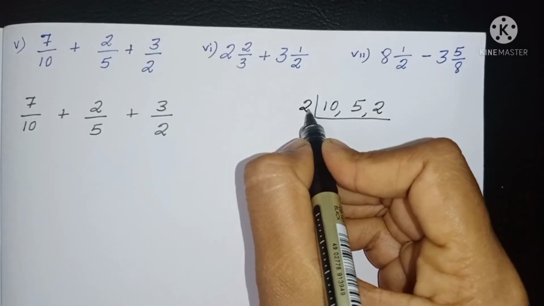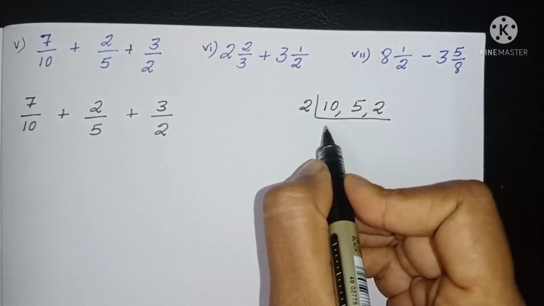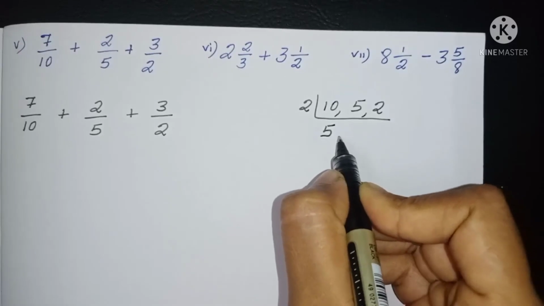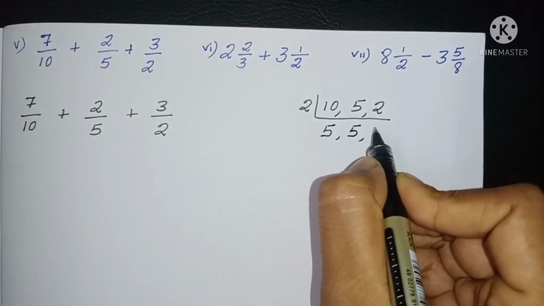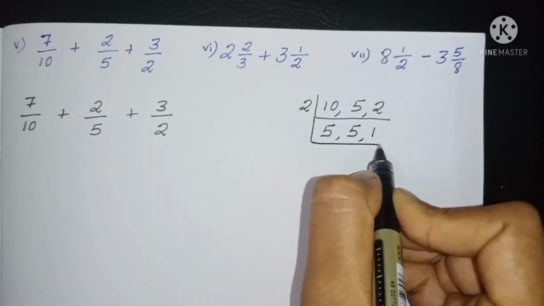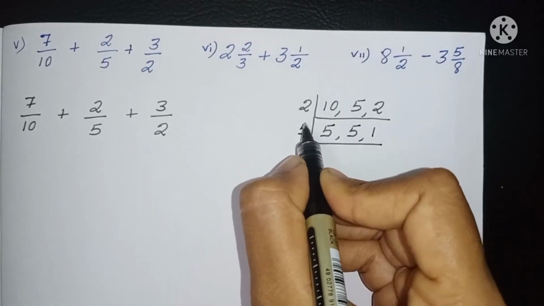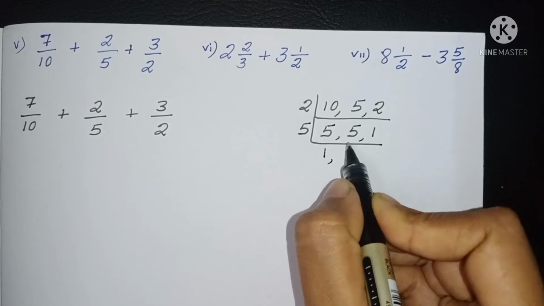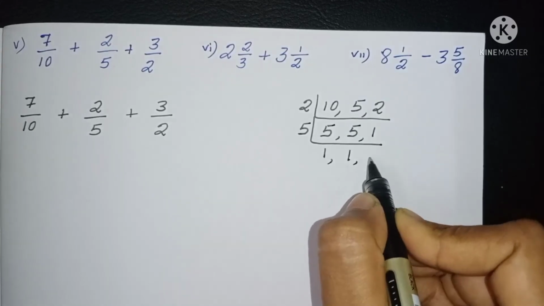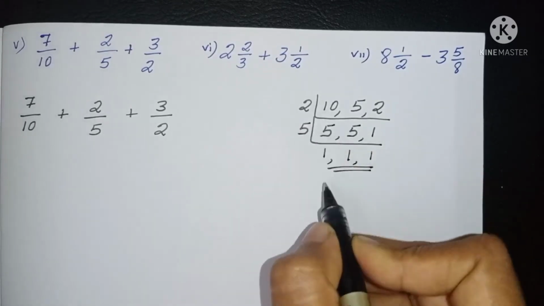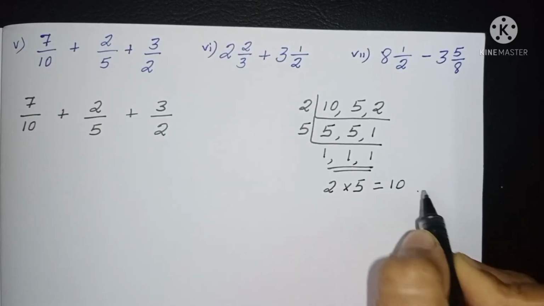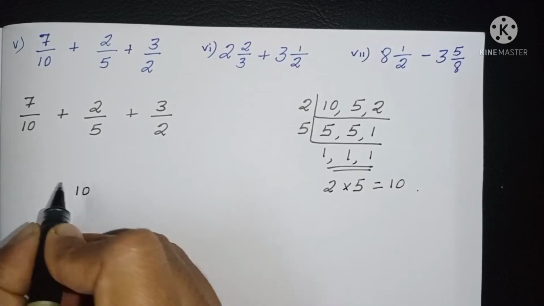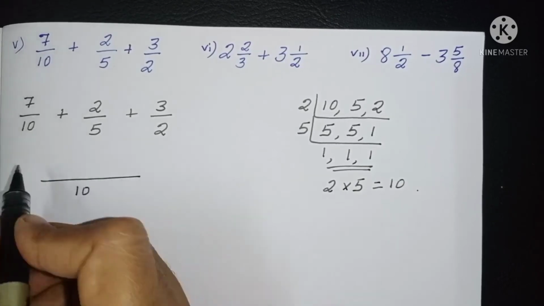So we will start dividing by 2. 2 5s are 10. By 2 we can't divide 5, so 5 as it is, and 2 1s are 2. Next by 5. 5 1s are 5, 5 1s are 5 and 1 as it is. So when you are multiplying 2 into 5, that is 10. So our new denominator is 10.